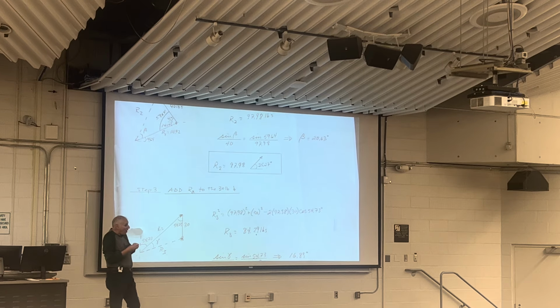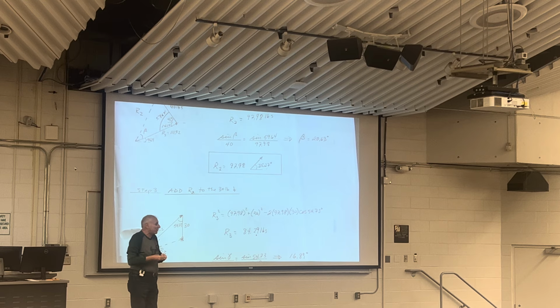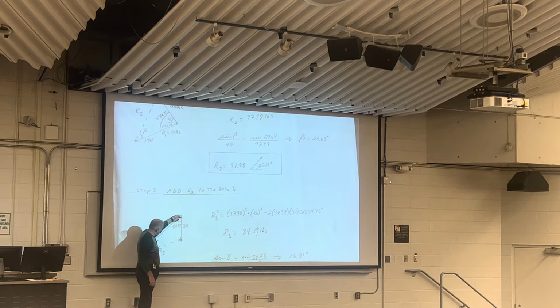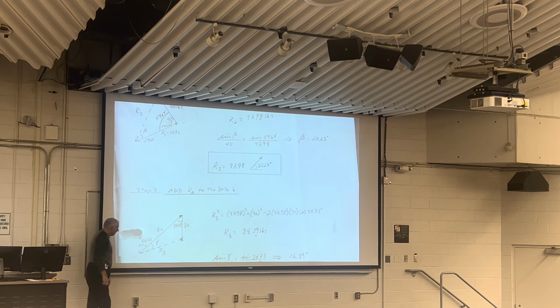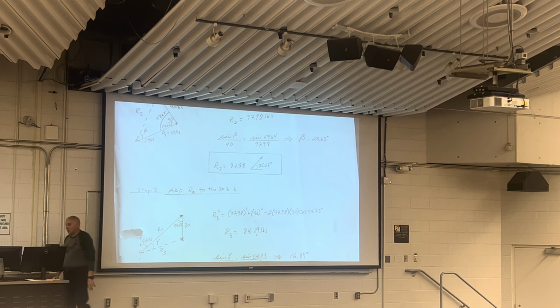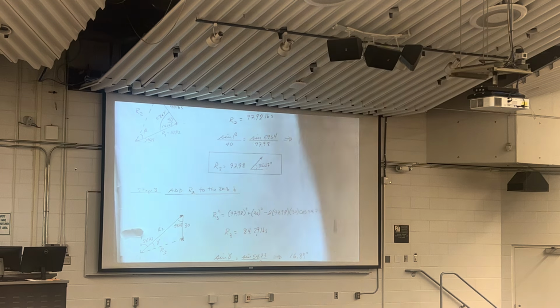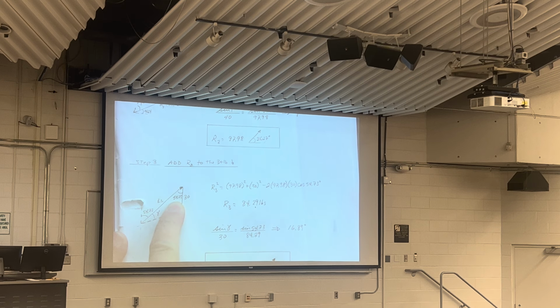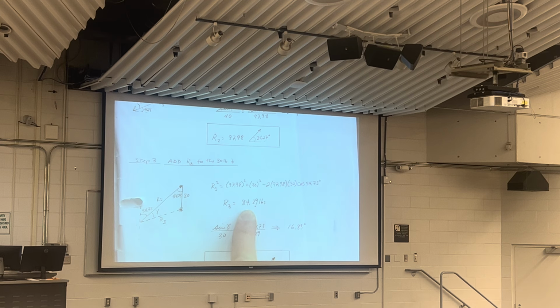I'm going to take that R2 and add it to the last vector, which was the straight down one. So here it is, R2, head to tail to the last vector, which was straight down 30 pounds. And then again, I'm going to apply the law of cosines and law of sines. In this case, that angle is this, which is 54.73. I finally get an R3 of 84.29 and the angle to be 18.4.